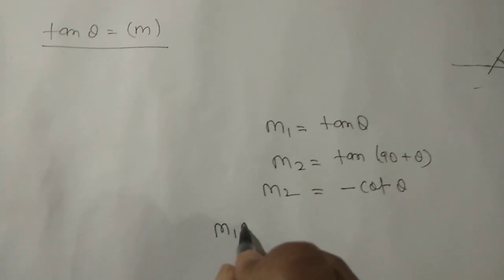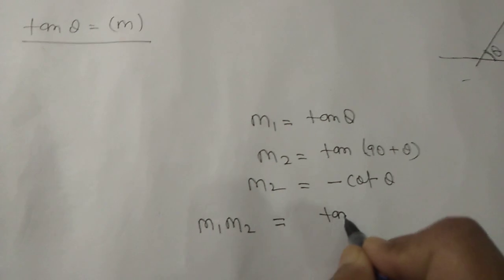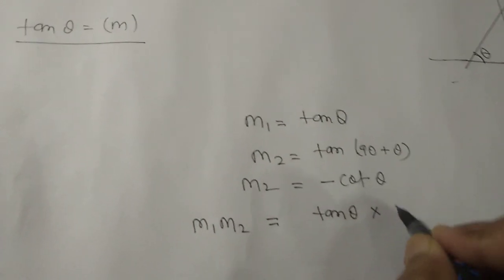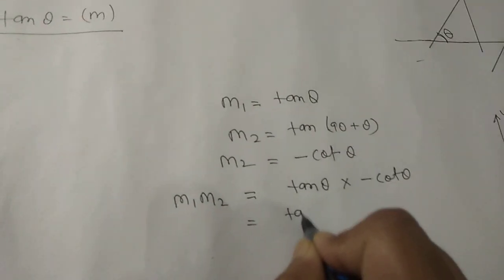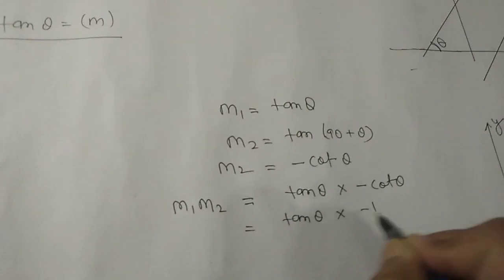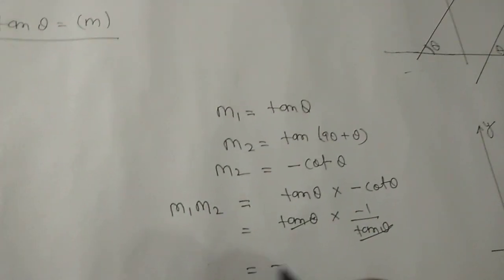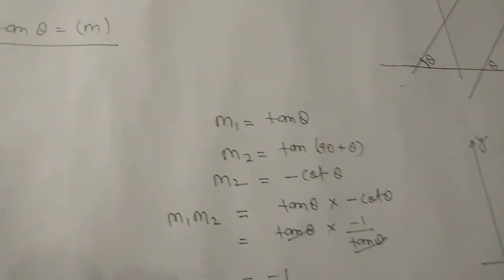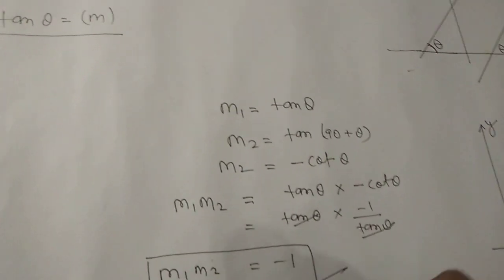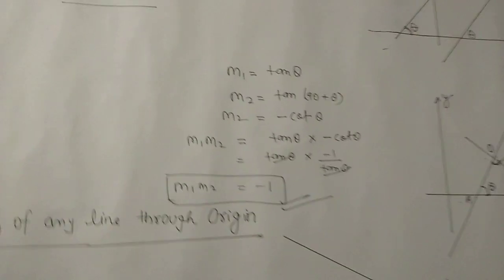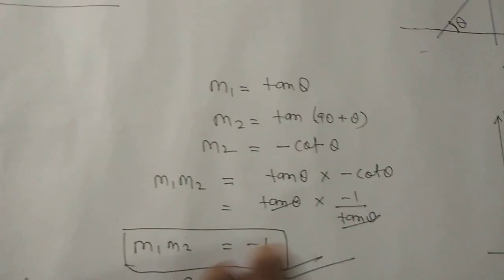So m1 multiplied by m2 is what? Tan theta multiplied by minus cot theta. This is tan theta into minus 1 upon tan theta. Tan theta cancels. This is minus 1. So m1 m2 is equal to minus 1. This is the condition for perpendicular lines. When you have perpendicular lines, what will be the condition? m1 m2 equal to minus 1.